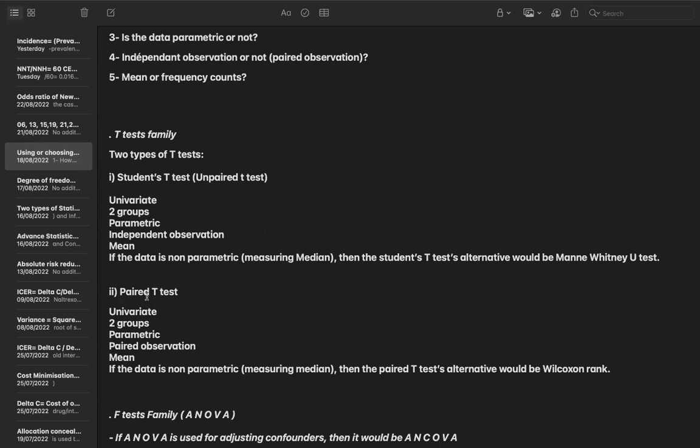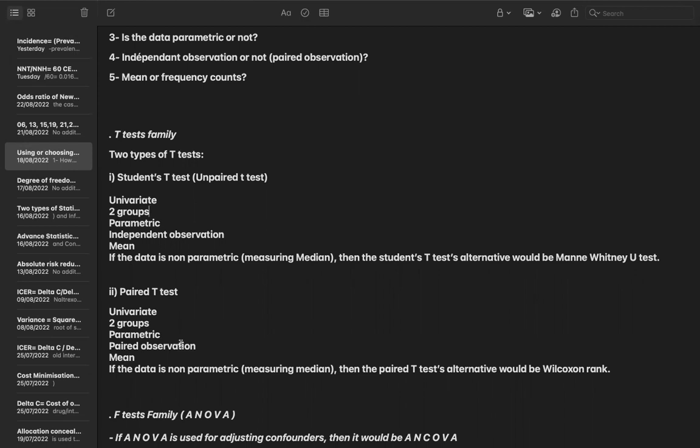The second test in the t-test family is the paired t-test. What is the paired t-test? We will use it when we have one variable, when we have two groups, when the observation is parametric. The only difference is that in the student t-test we have independent observations, which means unpaired observations. That means we are measuring two groups at only one time. But here we will use the test-retest thing, like paired observations, the pre-test and post-test thing.